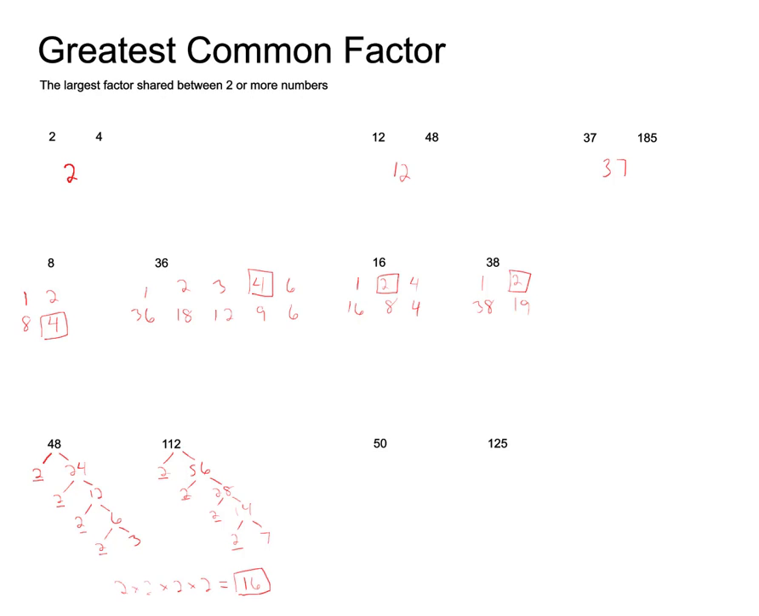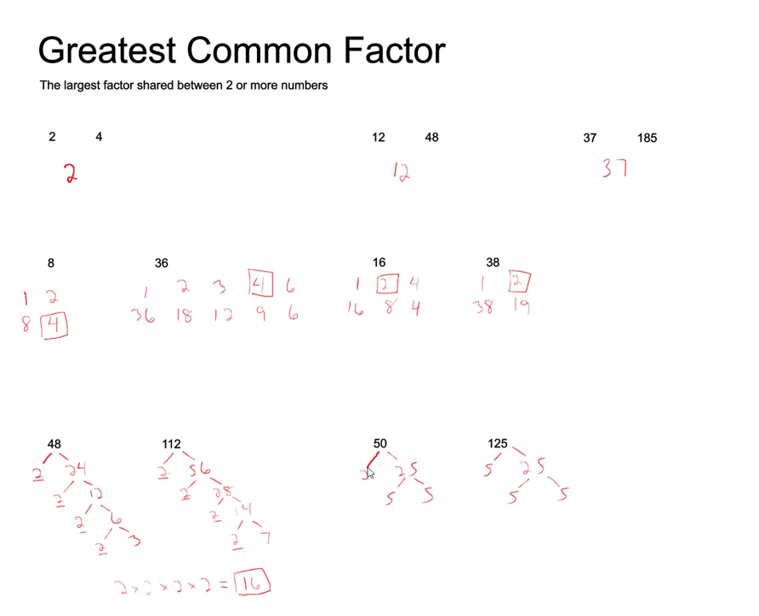We're going to use the same method for 50 and 125. So 50 can be broken down into 2 times 25, and 25 can be broken down into 5 times 5. 2, 5, and 5 are all prime numbers, so we're done with the prime factorization of 50. For 125, we have 5 times 25, and then 25 can be broken down into 5 times 5. And again, 5 is a prime number, so we're done with the prime factorization of 125.